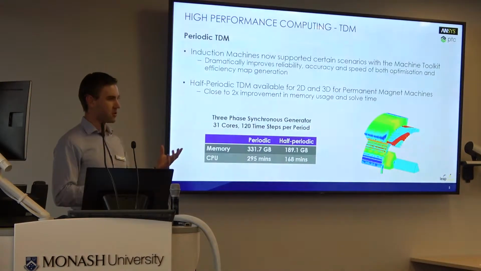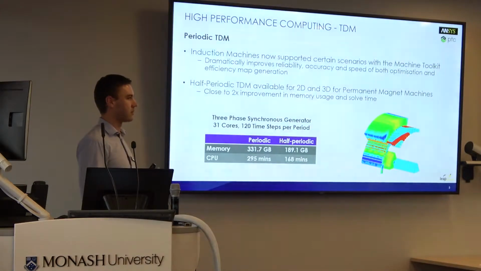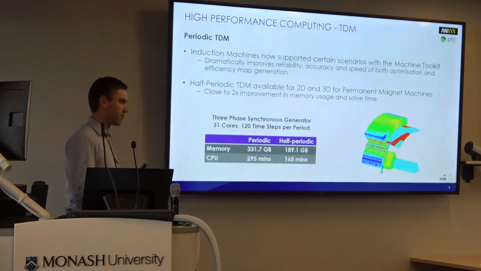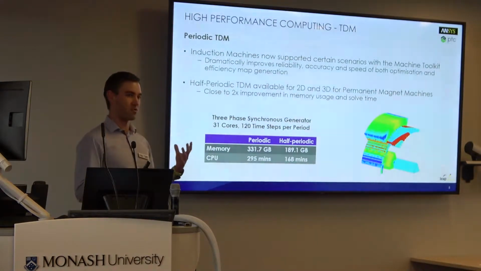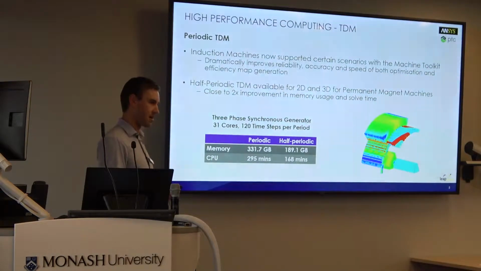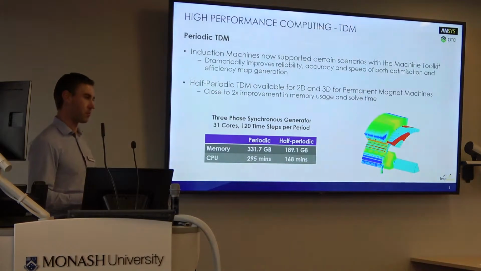With induction machines, though, the rotor has a different set of frequencies that are exciting. And so usually that means you can't use periodic TDM with it. So 2019 R2 is the first time where we've been able to use induction machines with periodic TDM in certain scenarios, specifically for efficiency map generation.